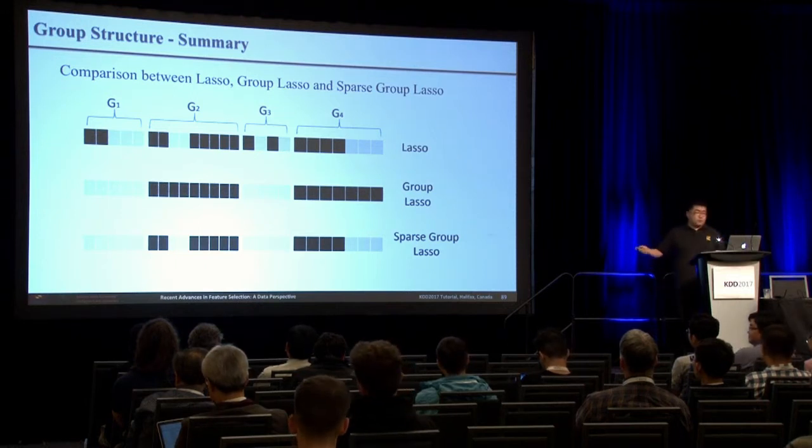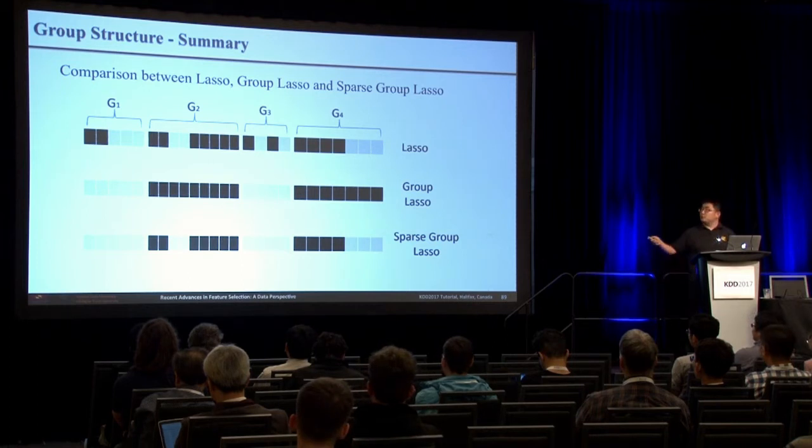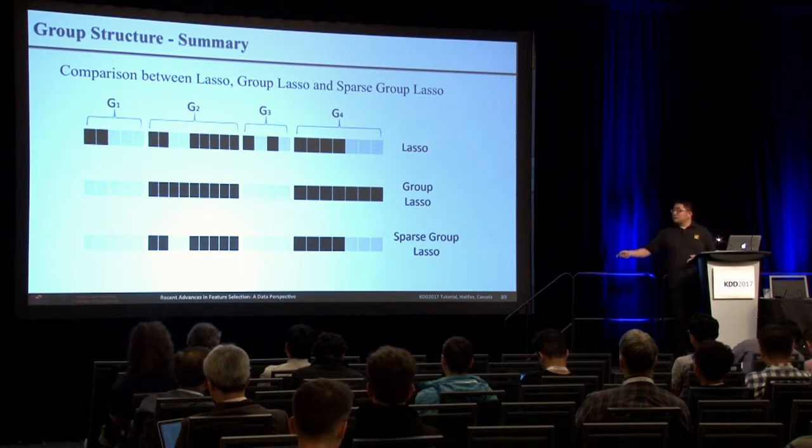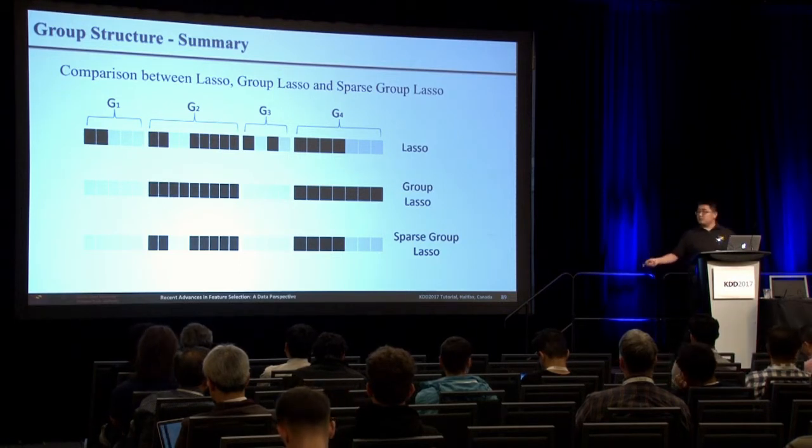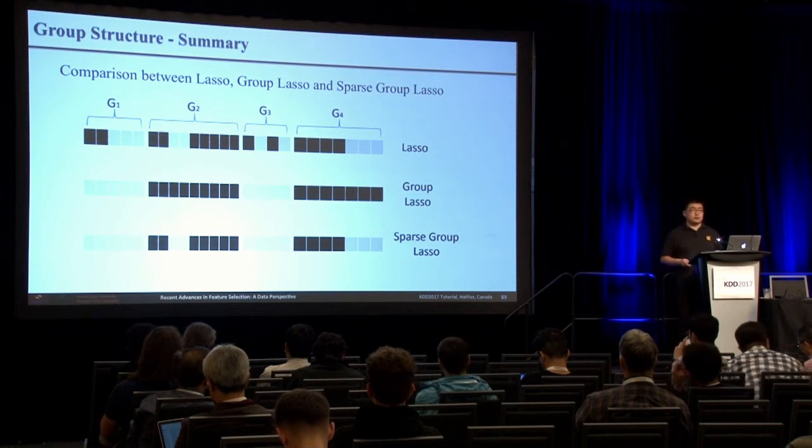The sparse group lasso can be considered as a trade-off between the lasso and the group lasso. It first performs the group selection to find the small groups, and then it tries to achieve feature sparsity within that particular selected group.